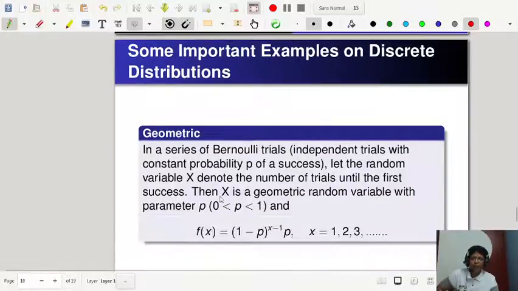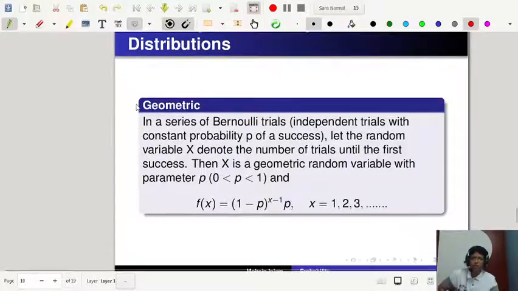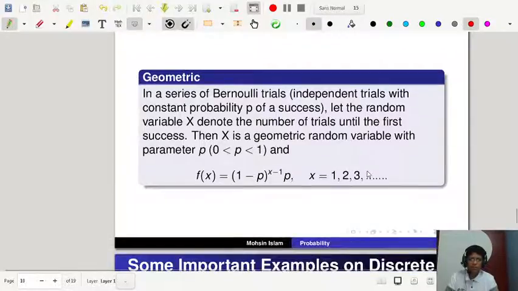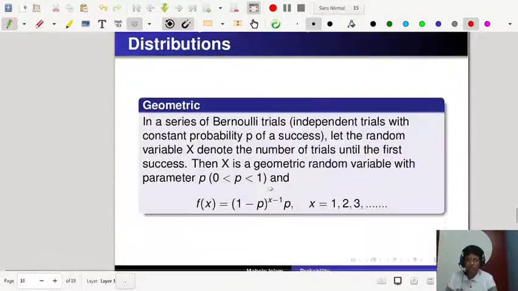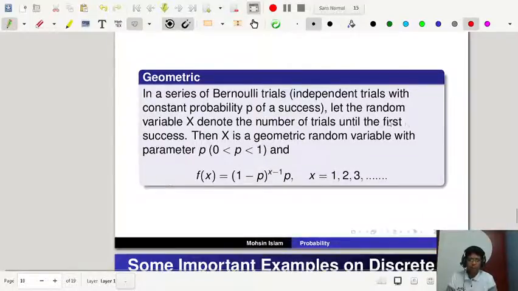Next I will give you the idea of the geometric distribution. Already I gave you the definition of the geometric distribution, let us have it once more. In a series of Bernoulli trials, independent trials with constant probability p of success. Obviously, the binomial distribution is also a Bernoulli sequence, and its probability of success is always constant. Let the random variable x denote the number of trials until the first success.